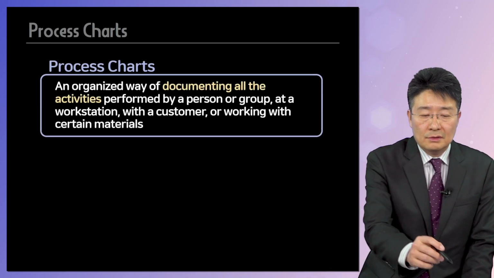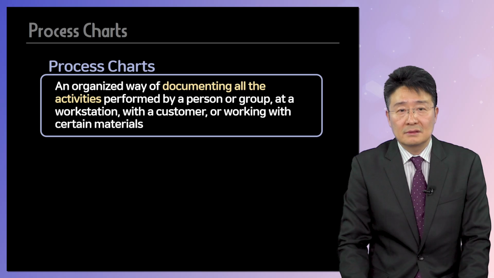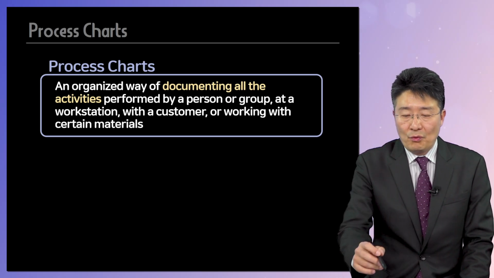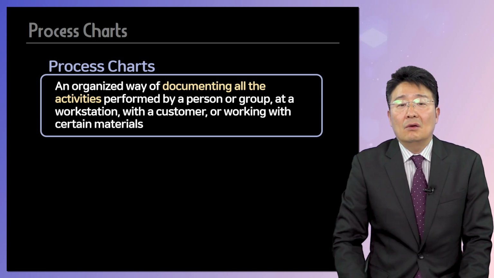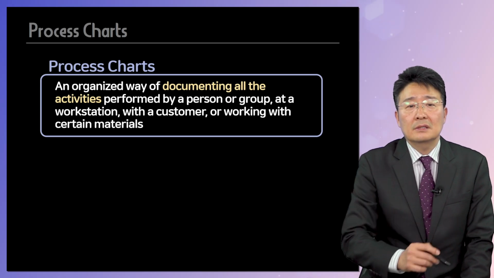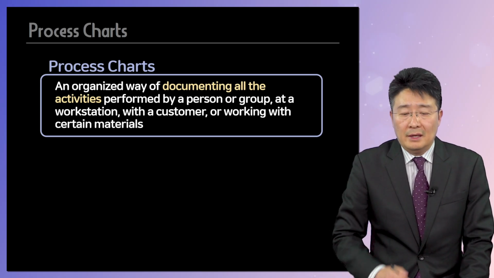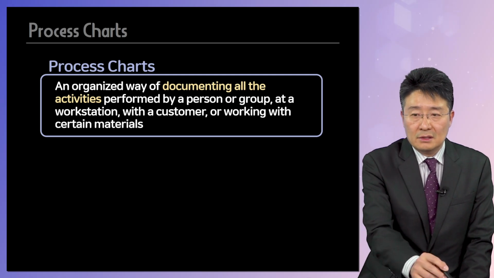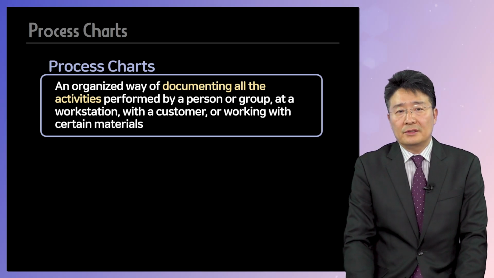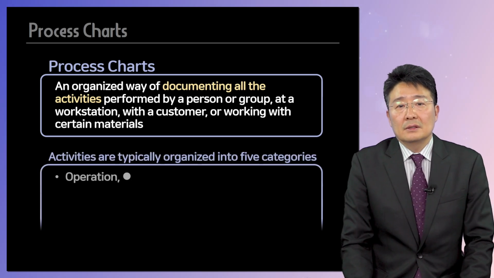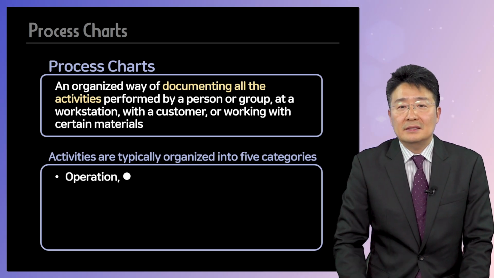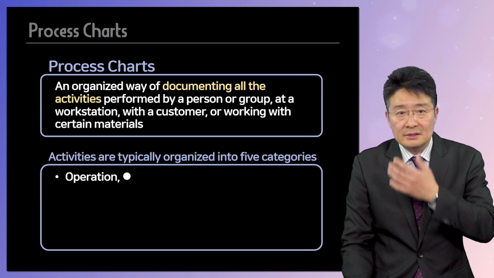Let's move on to process charts. Okay. Process charts, an organized way of documenting all the activities performed by a person or group at a workstation with a customer or working with certain materials. So, activities are typically organized into 5 categories.